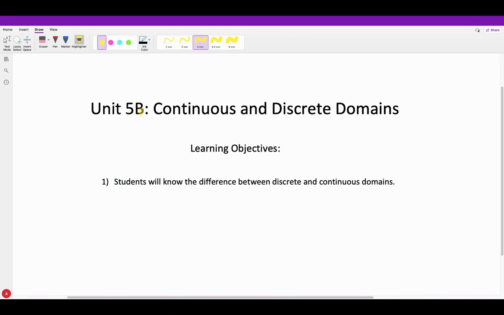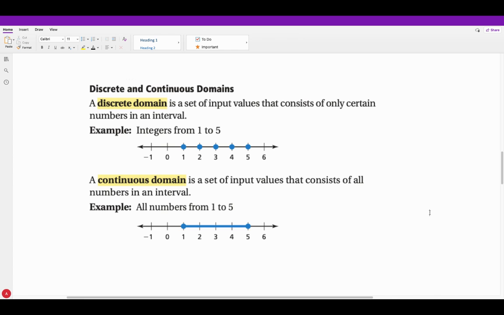Okay, so the next unit that we're now covering in Unit 5 is going to be continuous and discrete domains. All that you need to know for this video is the difference between a discrete and a continuous domain. So we'll go over the definition, and then we'll go over a couple examples of it for you to be able to see and determine the difference between discrete and continuous.